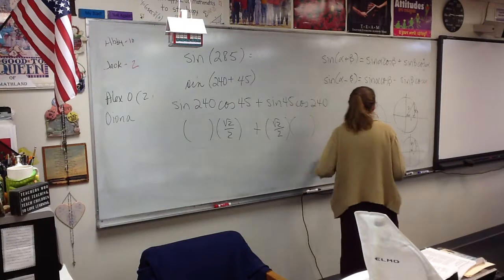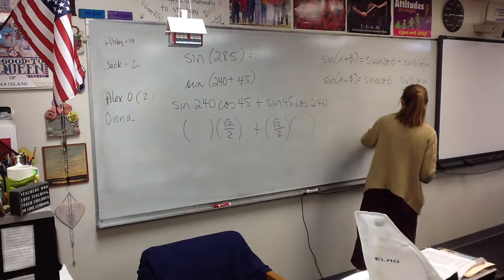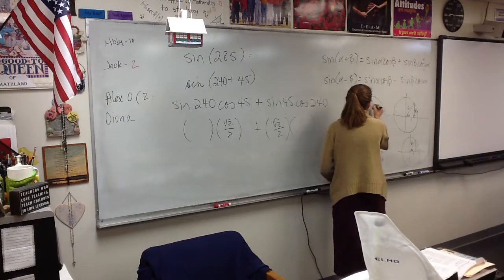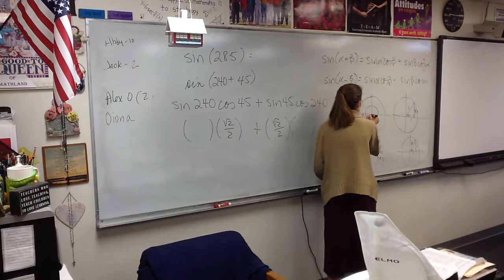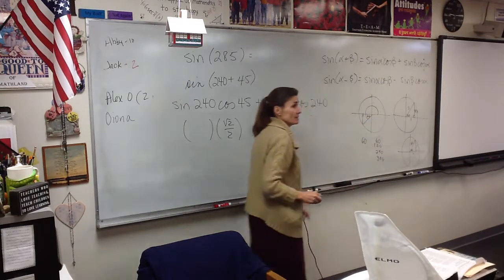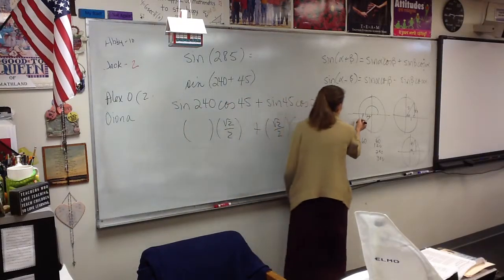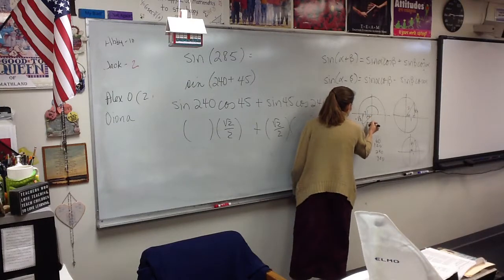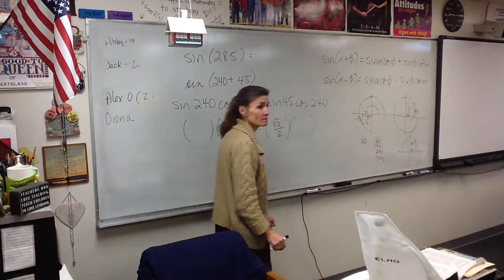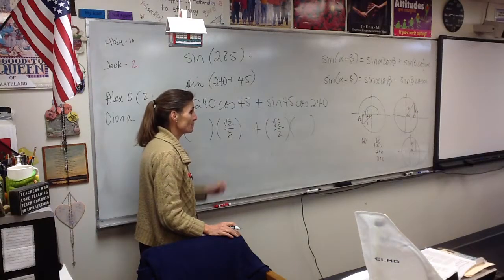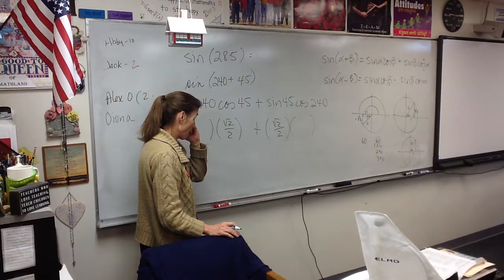Now 240 is in quadrant 3, and it has that reference angle of 60. That's why we picked it. So this is negative root 3, negative 1, and 2. See how important those negatives are going to be? You have got to remember those. We've been kind of emphasizing that all along.